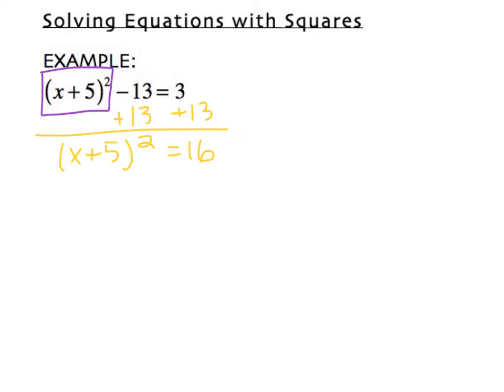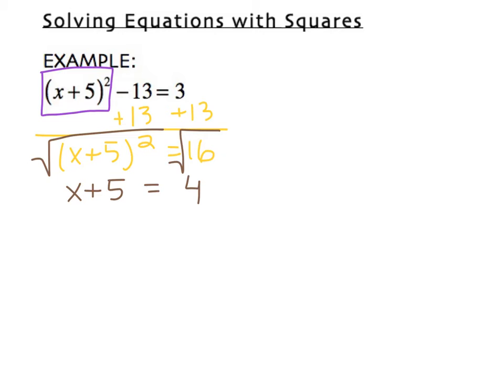The next thing we need to do to be able to solve for x is we really need to get rid of this squaring. And the way we undo squaring is to take the square root. So on both sides of the equation, we are going to take the square root. On the left side, the square root and the squaring undo each other, and it leaves us with just x plus 5. And then on the right side, we can just calculate the square root of 16, and the square root of 16 is 4.